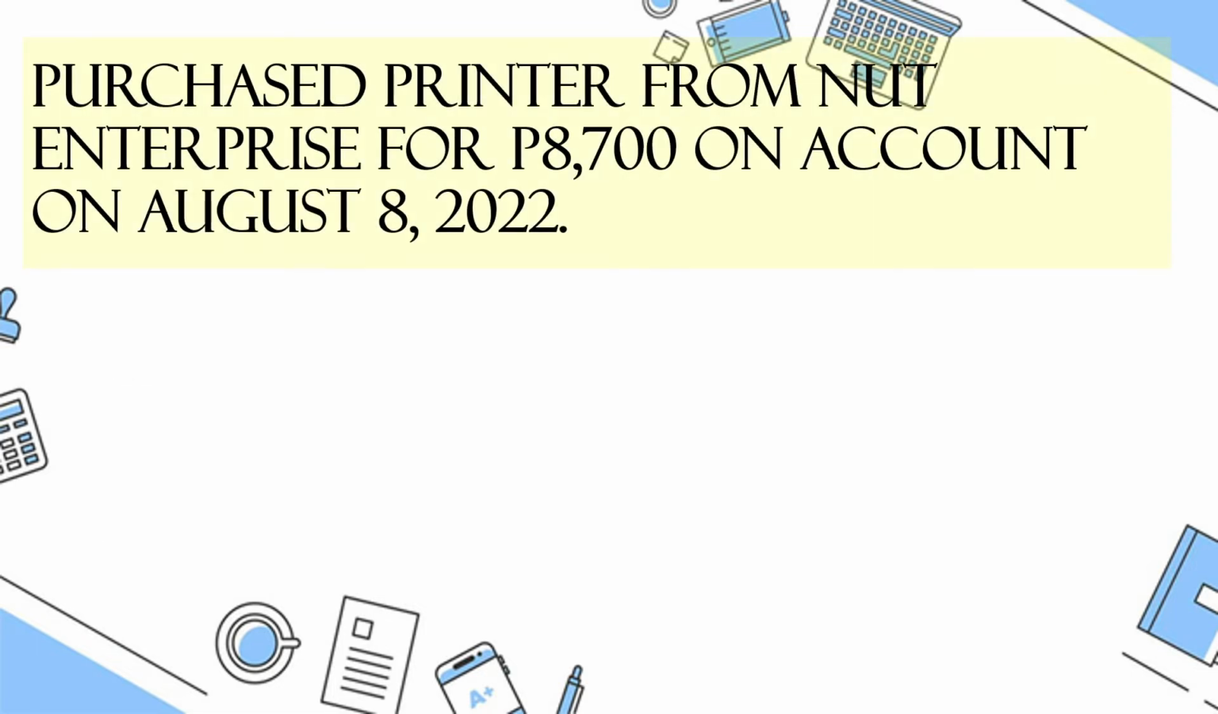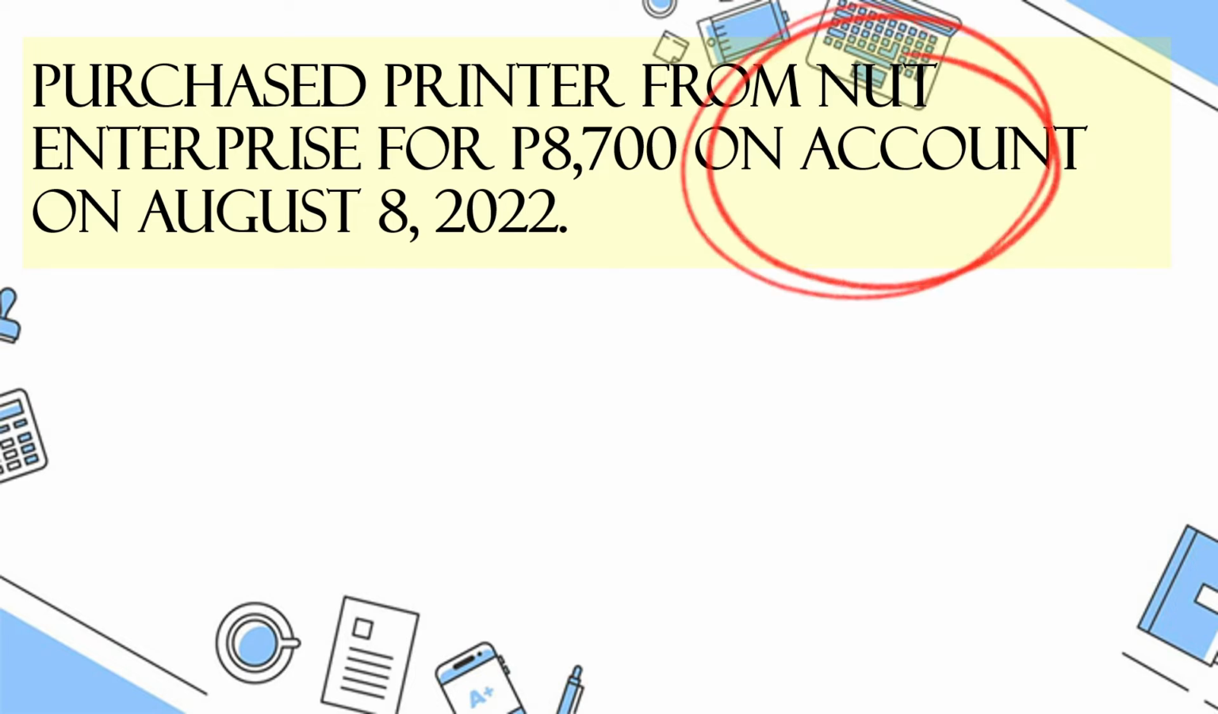Next, purchased printer from Not Enterprise for 8,700 on account on August 8, 2022. So in here, may pagkapareha siya sa previous example in which nagpalit ta. However, the difference is that in here, wala ta ni bayad og cash. Okay? Ato siya giutang. That's why in here nakabutang on account.